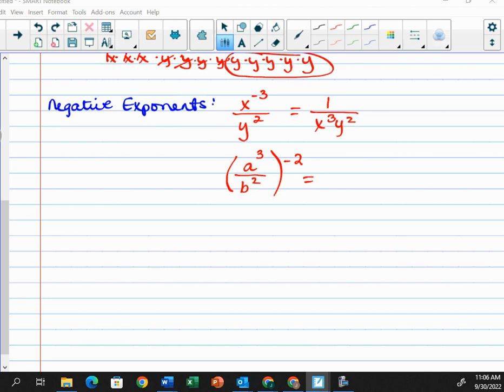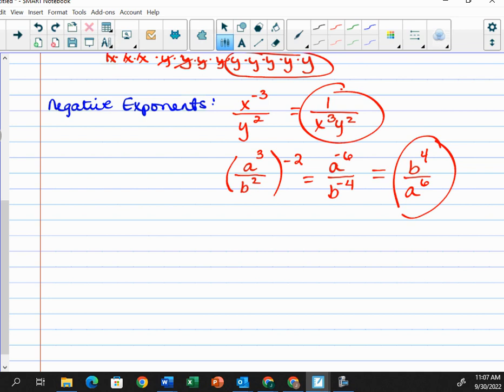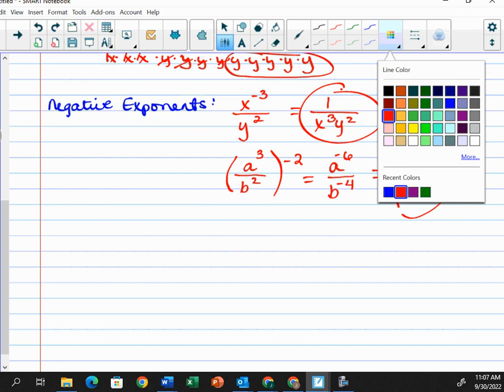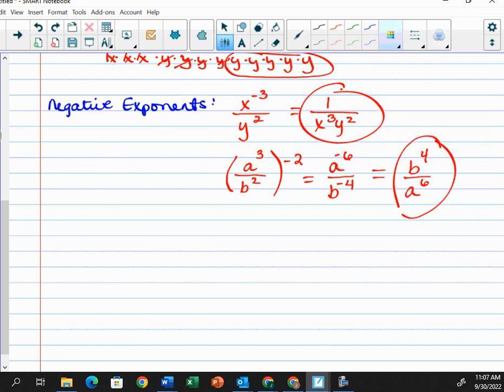Power to a power rule would say this is a to the what? -6 over b to the -4. So what does my answer end up in the end? Yes. Gotta move the ones with the negative exponents, okay? You were just squaring your... Okay. Talk about 0 power.